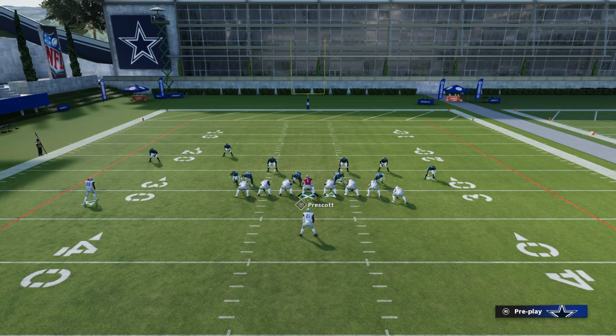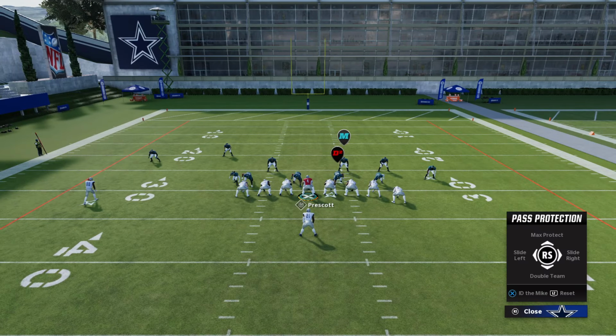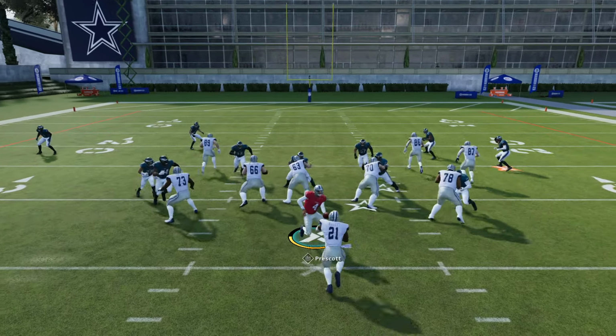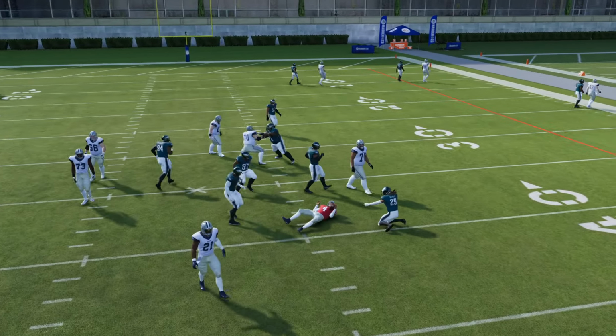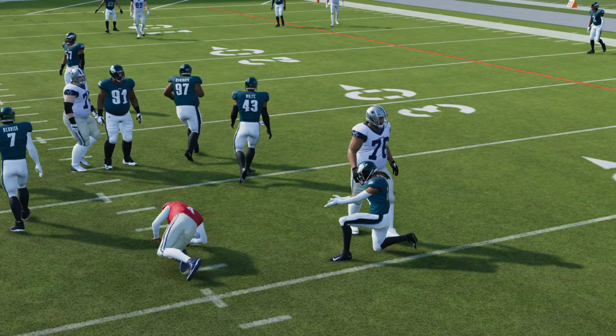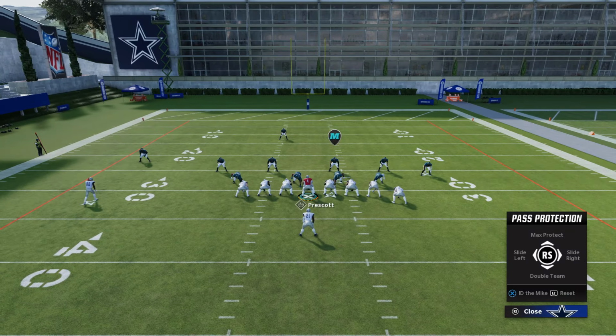And then from here, for slide left, L1 and on the right stick, you slide it left or you slide it right. That will allow that side of the defense to be overly protected. So we're going to watch this right here. Watch how my offensive line slid left. You can also do that the other way too, slide right, obviously.